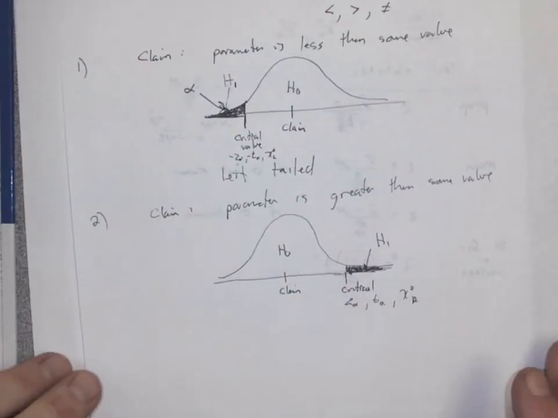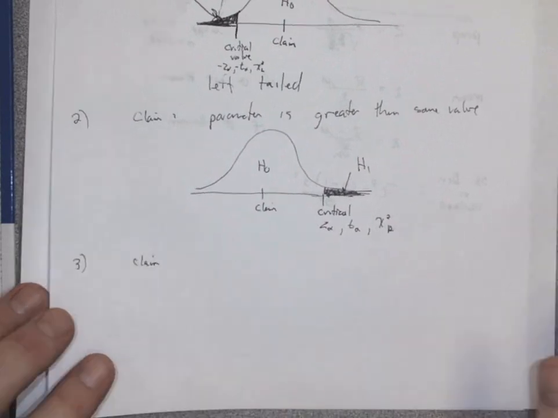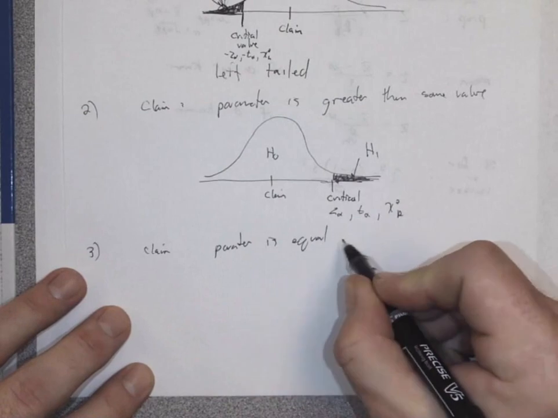Proportion, mean, standard deviation. Now your third situation is going to be, your claim is going to be about equality. What if the parameter is equal to some value?